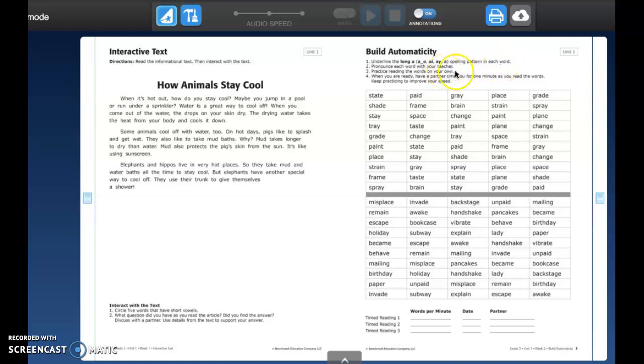You are going to practice reading this on your own. First, practice with this top half right here. These are one-syllable words. And then once you've practiced reading those, you can move to the bottom half. These are two-syllable words.